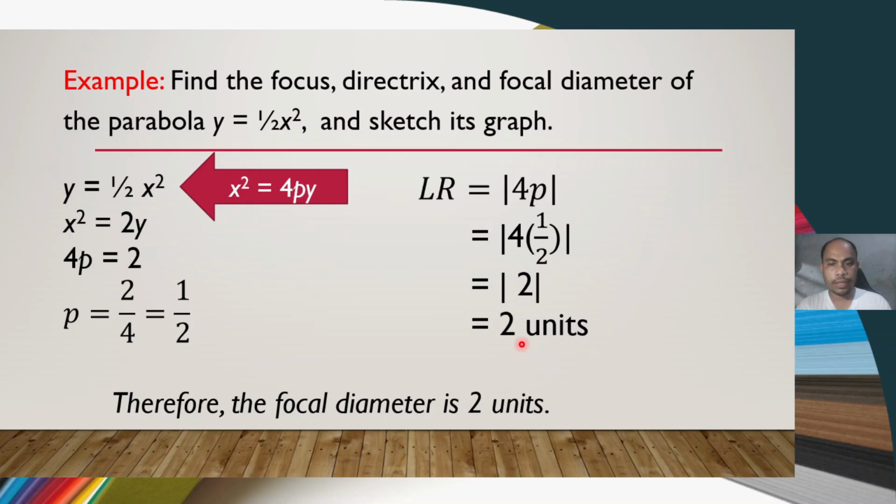Do not forget the units here, the word units. If there are no defined units like centimeters, inches, feet, or others, we use the word units if there are many. But if it's just 1, it's unit, without the S. Therefore, the focal diameter is 2 units, because that is the first thing we were asked to find for the focal diameter of the parabola.